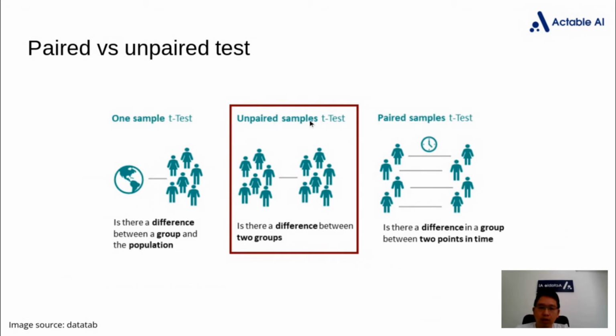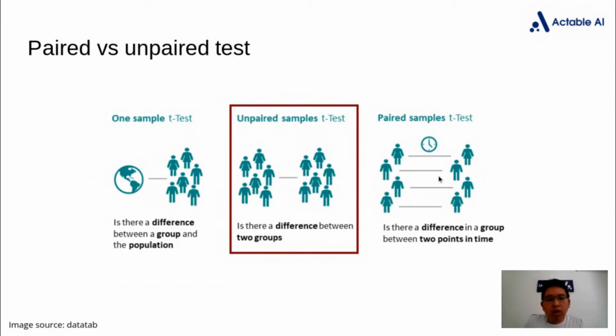Unpaired sample test. If we don't know the population mean, but we have two groups, and we survey two different groups independently, and we have the values of each of the groups, and we want to compare the means between the two groups and see whether there's a difference between them, then that's when we choose an unpaired sample test.